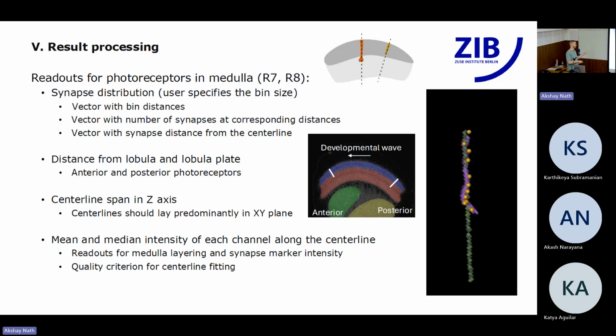The center line. Along the center line, we calculate the mean and median intensity for all of the channels. One reason could be that this is a quality criterion for center line fitting. And another reason could be that this way we can figure out the layering of the medulla from the channel with brain background.